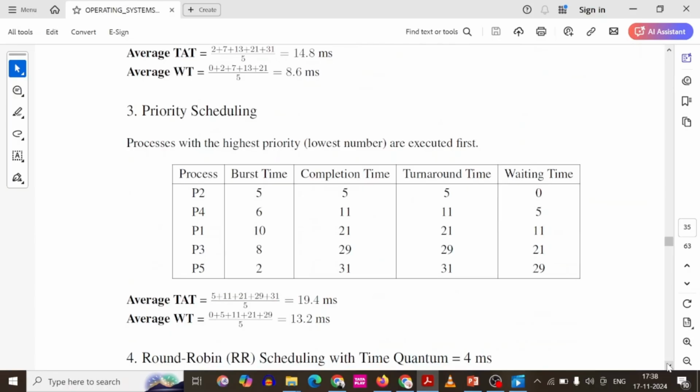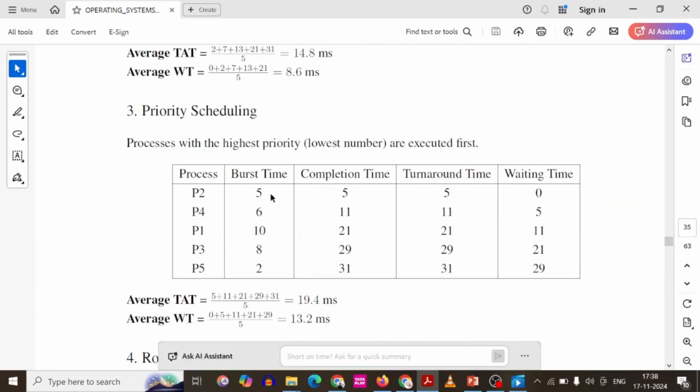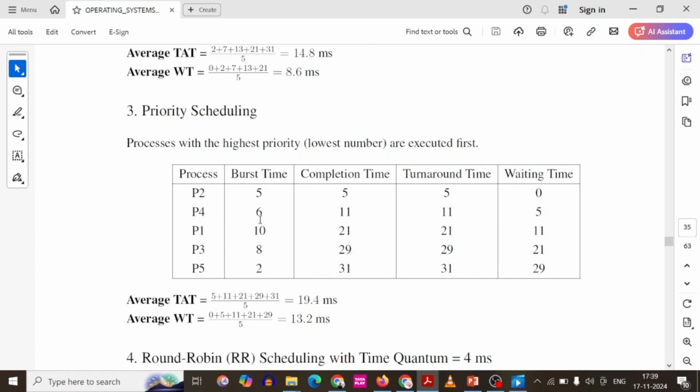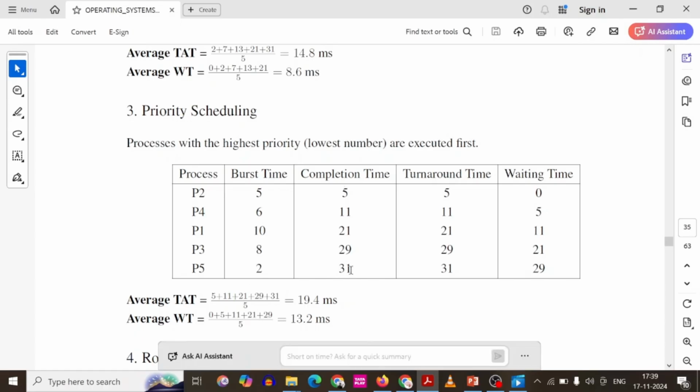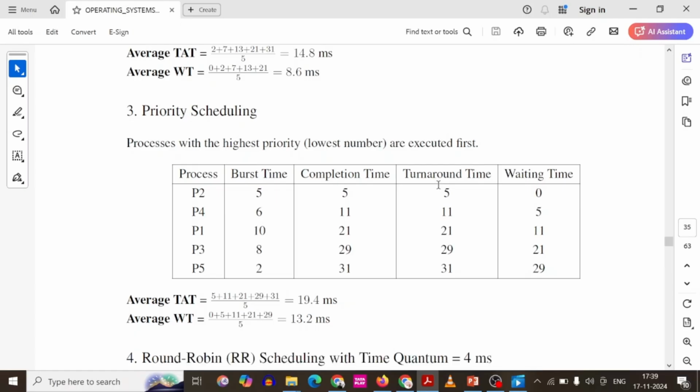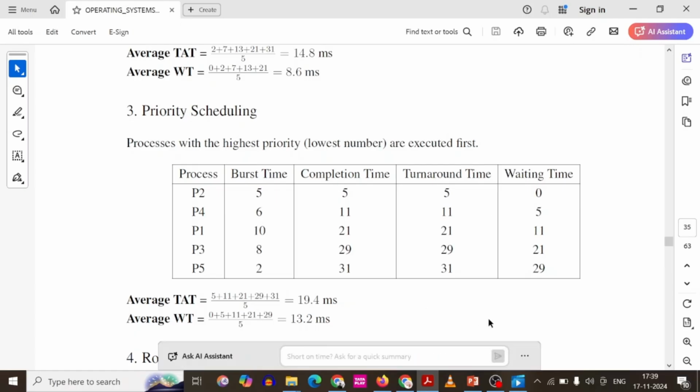Similarly, now we will have the completion time. The first completion time is 5. After that we have 6 plus 5, 11. After this, 11 plus 10, 21. 21 plus 8, 29. 29 plus 2, 31. So the completion time is calculated here. Then we will calculate the turnaround time and waiting time. The average turnaround time in priority scheduling is 19.4 milliseconds, and the average waiting time is 13.2 milliseconds.